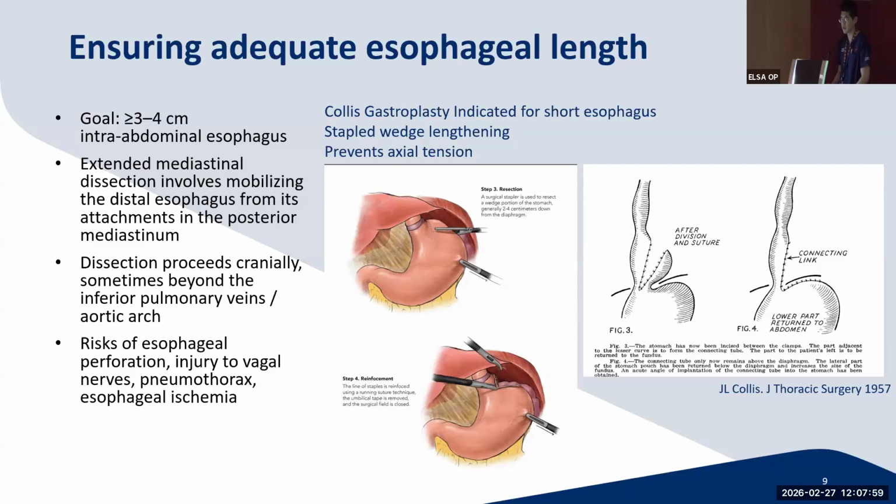In cases where you cannot get adequate esophageal length, which is quite rare, we can actually do a Collis gastroplasty. Basically, a Collis gastroplasty involves lengthening the esophagus. So you use a stapler and you staple this part and go laterally. So it's almost like a wedge resection of the fundus so that you increase the intra-abdominal esophageal length.